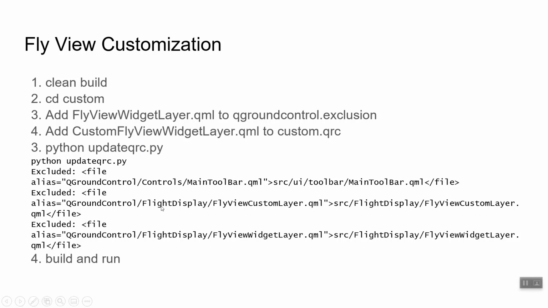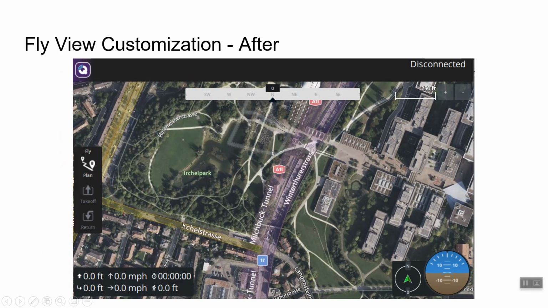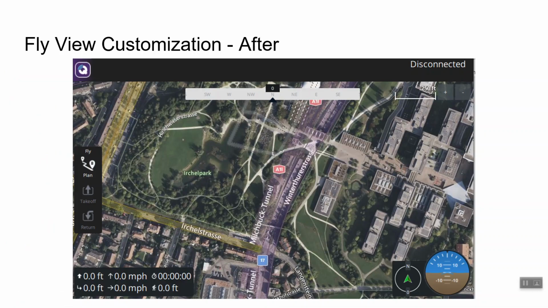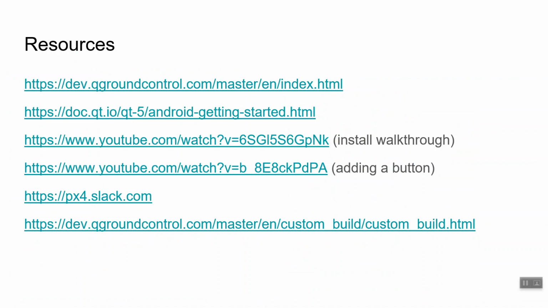And if we run update QRC, if we have done everything correctly, we will see the fly view custom layer is now being excluded. So here's what it was before, and here's what it is afterwards. So it's just gone across to the left. And in this case, we just changed anchors left and then anchors right, parent right, and that gets us this change. So I'm assuming it's the parent to the right.